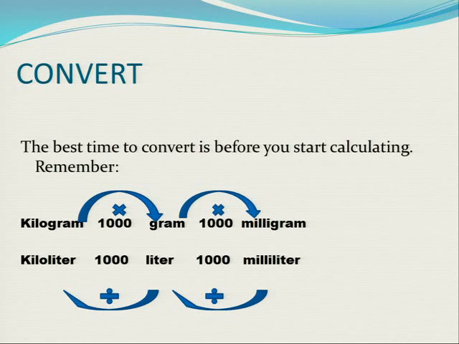But when I go backwards, I do the opposite calculation. Opposite of multiplication is division. So when I go from milligram to gram, I'm going to divide by 1,000. From gram to kilogram, divide by 1,000. To go from milliliter to liter, divide by 1,000. And divide with 1,000 when I go from liter to kiloliter.